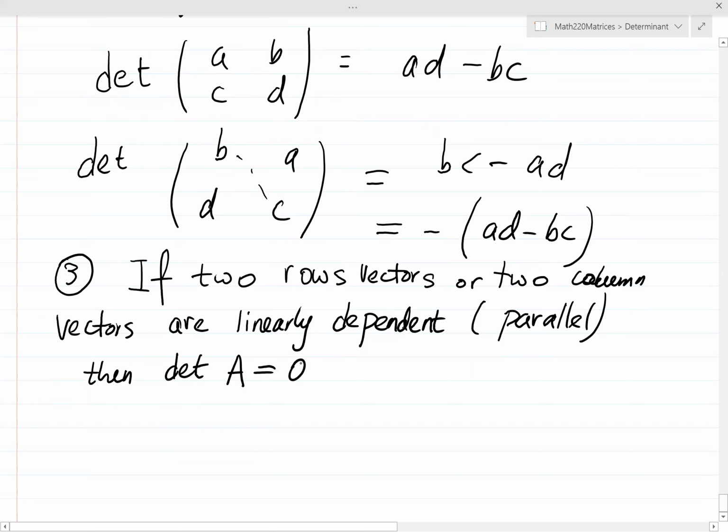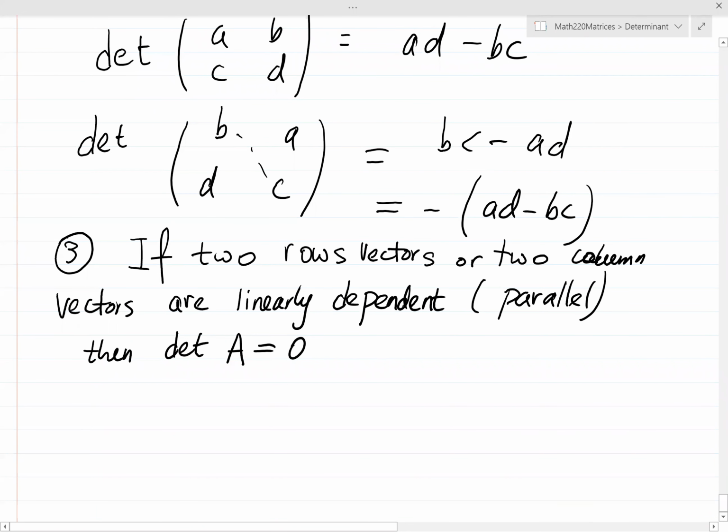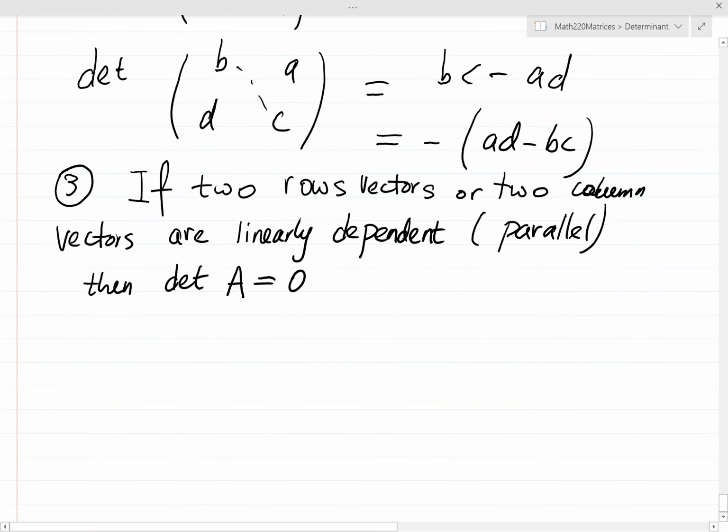The reason is that if they are parallel, then they do not span the full space. For dimension 3, the three vectors do not span the full parallelepiped. So it's just coplanar, and coplanar means there's no volume. The volume is 0, which means the determinant is 0. Or remember, if they are linearly dependent, then the matrix is singular, not invertible, so the determinant is 0.